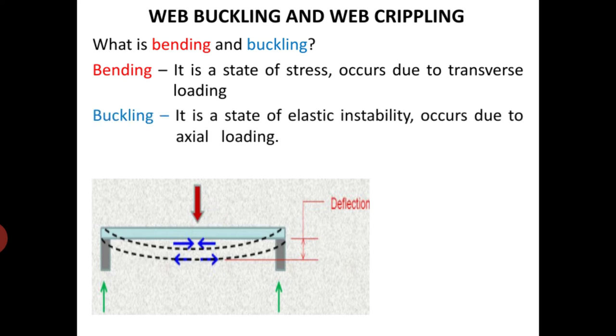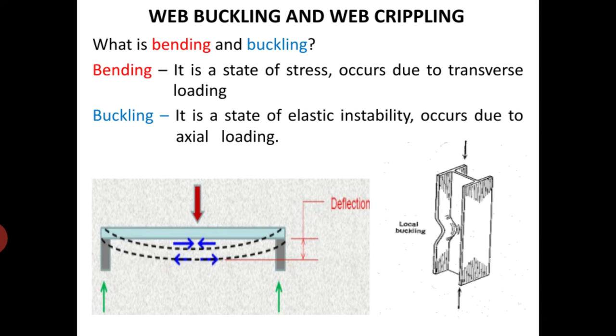Then what do you mean by buckling? Buckling is a state of elastic instability. It occurs due to axial loading like this. Always this column is subjected to axial loading, and the load will be acting parallel to the axis. But in the case of beams, the load was acting perpendicular to the axis. In the case of buckling, the load will be acting parallel to the axis.